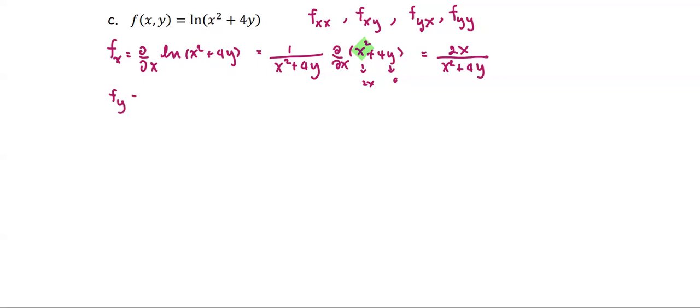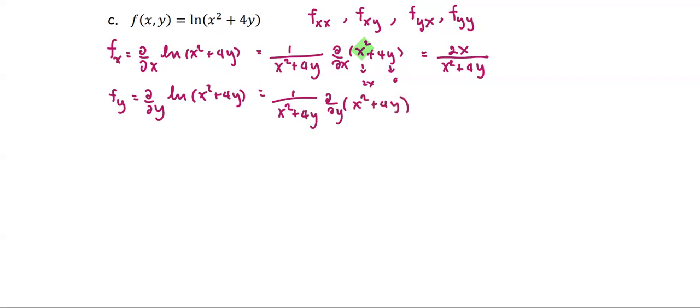And then the partial derivative with respect to y of the natural log of x squared plus 4y is 1 over x squared plus 4y, and then the partial with respect to y of x squared plus 4y. We see y as the variable, the rest is a constant term. So this will be 4. Therefore, we have 4 on the top divided by x squared plus 4y as the first order partial derivative of the function with respect to x and with respect to y respectively.